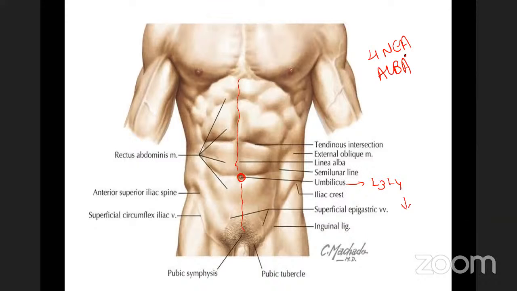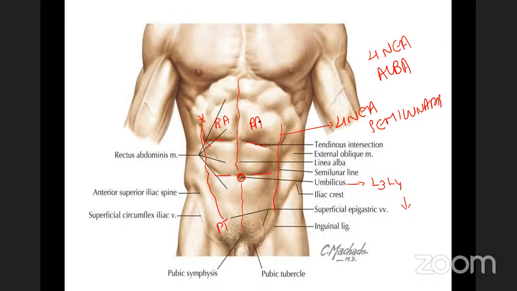Now, laterally on either side, there is the linea semilunaris. This extends from the tip of the ninth costal cartilage till the pubic tubercle. Then what you're seeing here are the tendinous intersections. This muscle here is the rectus abdominis.